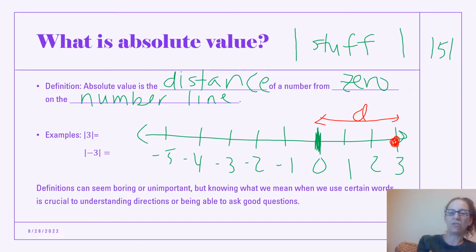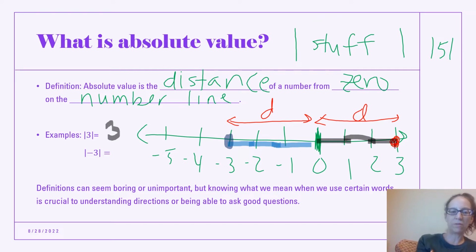So how many units do I have to travel to get from the 3 to the 0? I have to go 1 unit, 2 units, 3 units. Okay, and so the absolute value of 3 is 3. On the other side of this, we have the negative 3 right there. Okay, and absolute value is defined as distance. So we are looking for that distance right there. And so it's how far do I have to travel? 1 unit, 2 units, 3 units.